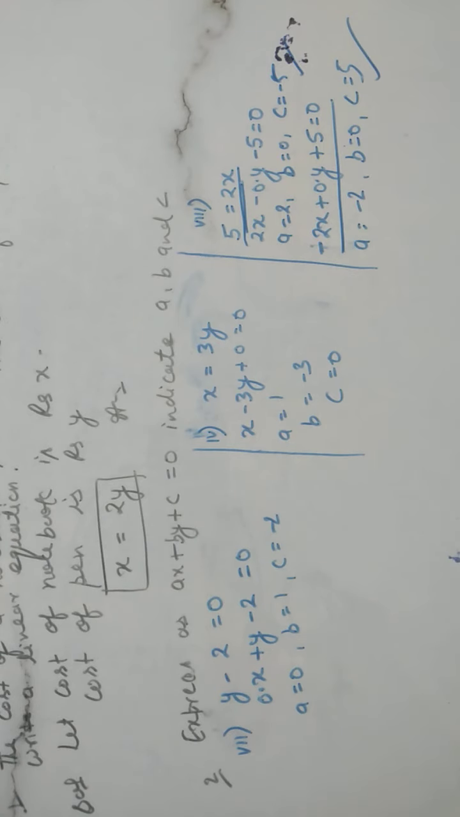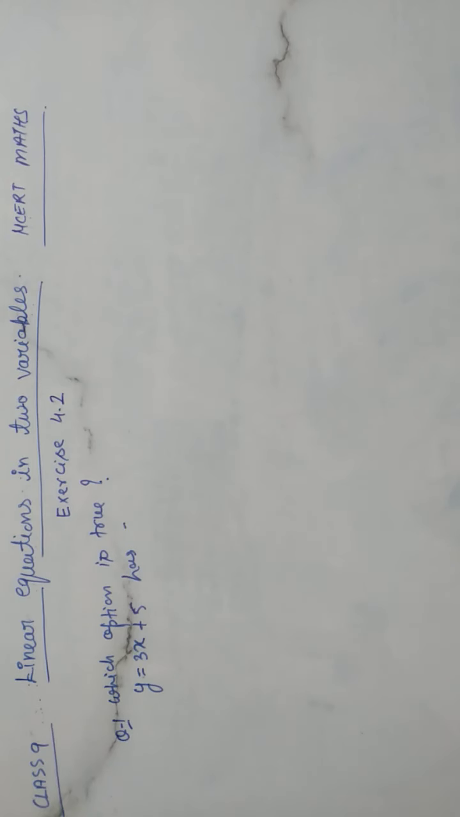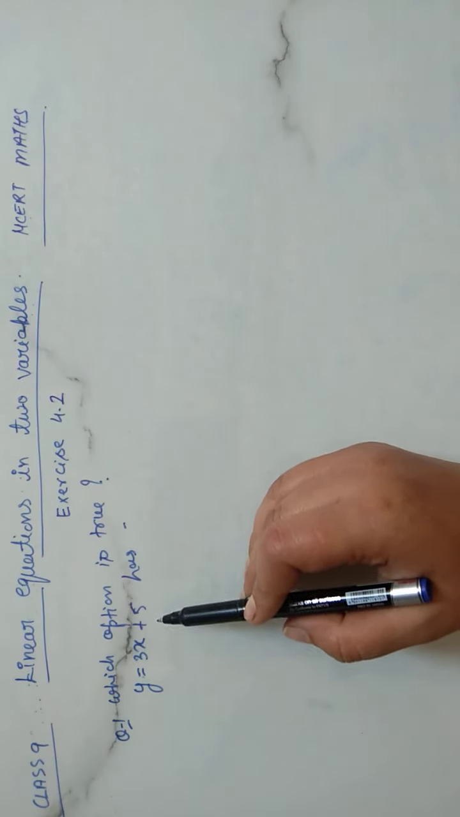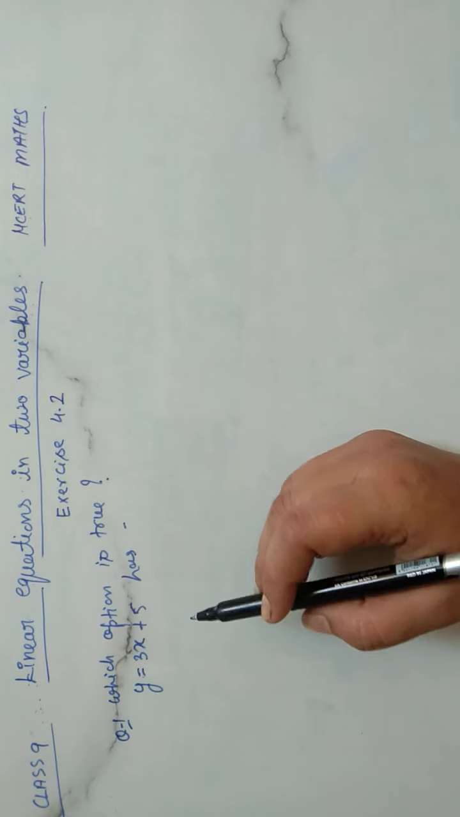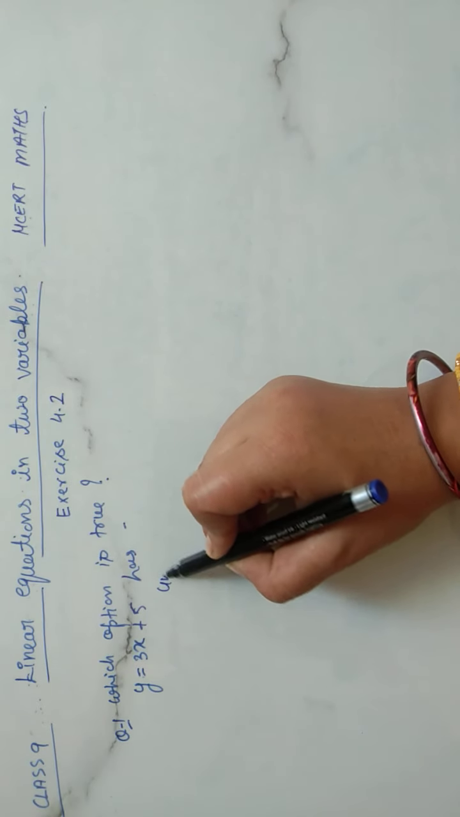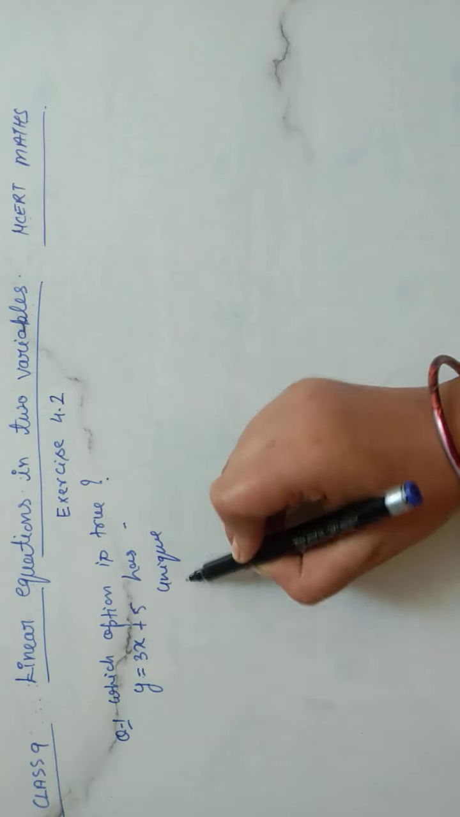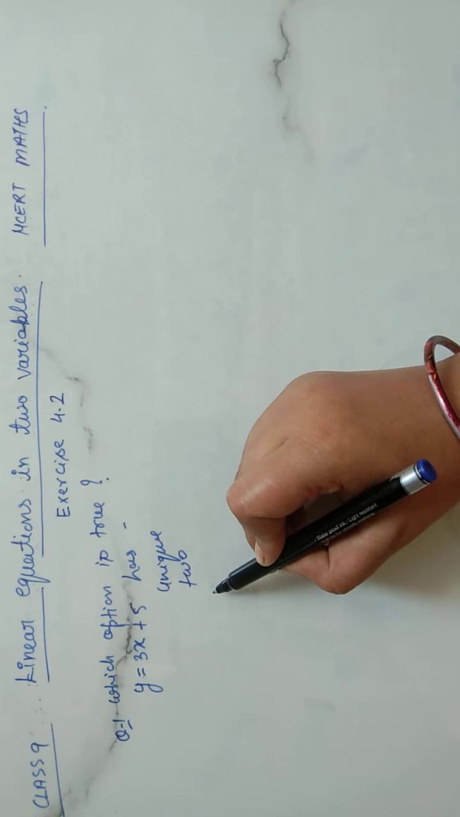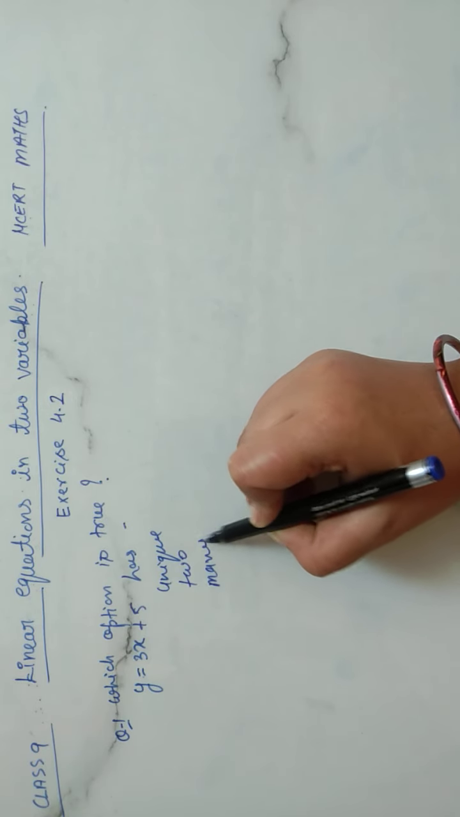Now we will discuss our next exercise, that is exercise 4.2. Yes, this is our second exercise, exercise 4.2. In exercise 4.2, our first question is, which of the options is true? We have the statement y equals 3x plus 5, and the options are: it has a unique solution, two solutions, or infinitely many solutions.